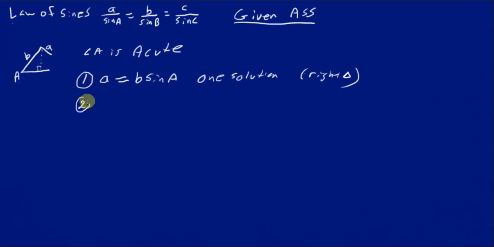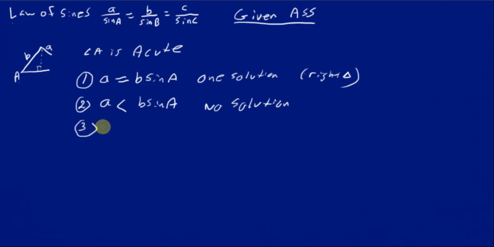The second choice, and we're always checking this A to B sine of A. A can be less than B sine of A, and that's going to give us no solution. And that's basically kind of how it's drawn here. It's not long enough. It won't hit that third side and not create a triangle.